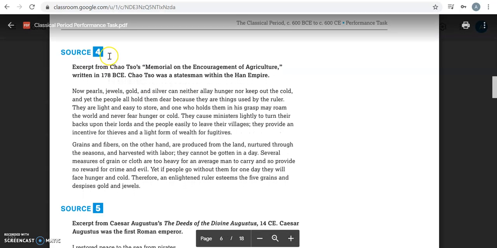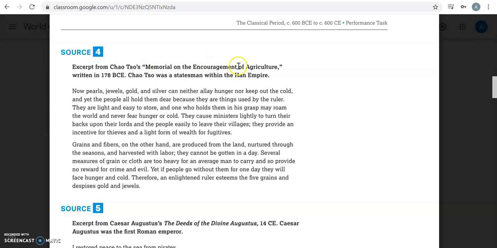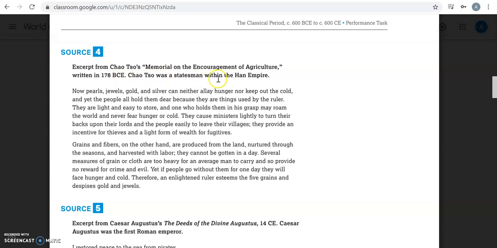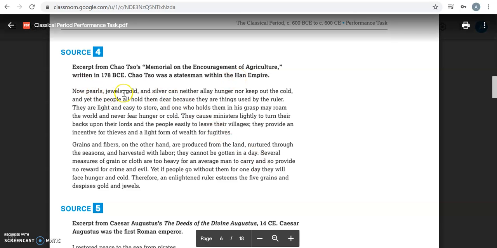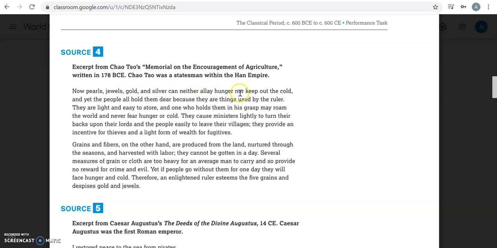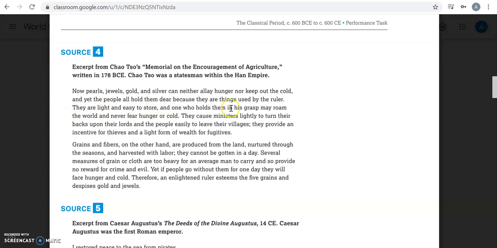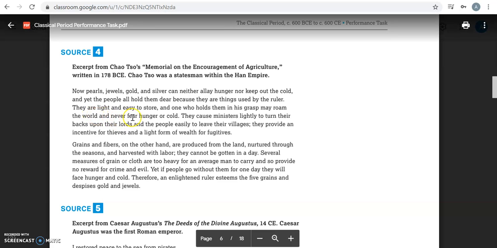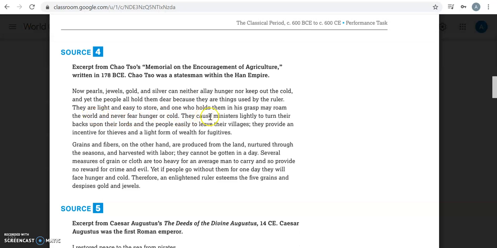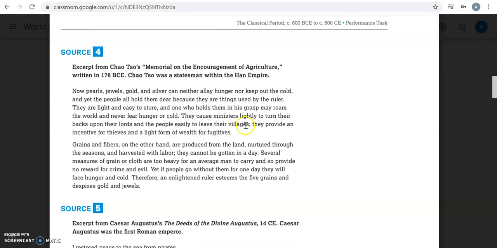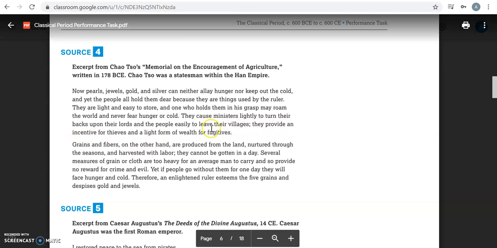All right, so source 4, excerpt from Chao Su's Memorial on the Encouragement of Agriculture, written in 178 BCE, before Common Era. So Chao Su was a statesman within the Han Empire. "So now pearls, jewels, gold, and silver can neither allay hunger nor keep out the cold. And yet the people all hold them dear because they are things used by the ruler. They are light and easy to store, and one who holds them in his grasp may roam the world and never fear hunger or cold. They cause ministers lightly to turn their backs upon their lords, and the people easily to leave their villages. They provide an incentive for thieves and a light form of wealth for fugitives."